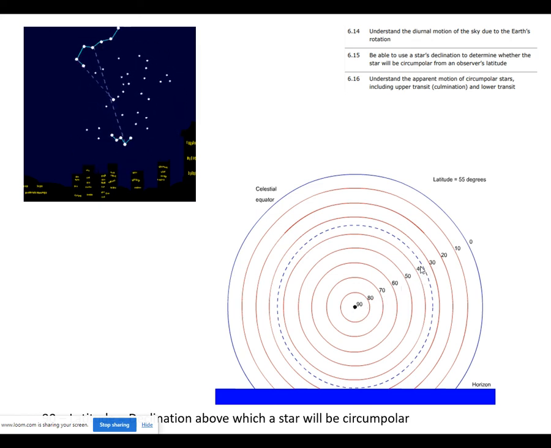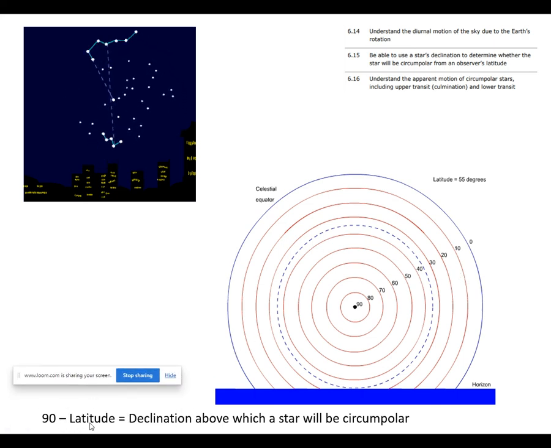So your horizon would be at 35 degrees. Anything that has a declination of 35 degrees would just be on that line. Anything with a declination greater than that would be circumpolar, and anything less would be non-circumpolar. So what you do is take 90 and subtract your latitude, so 90 minus your latitude. In this case, that gives you 35. Anything above that number is circumpolar, anything below is non-circumpolar. Okay, so there we go: 90 minus the latitude equals the declination above which a star will be circumpolar.